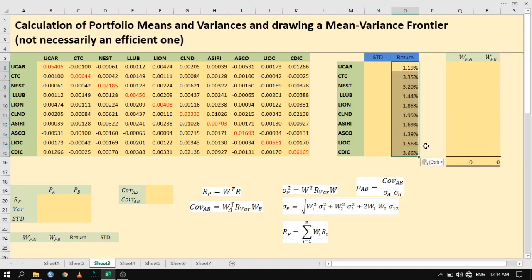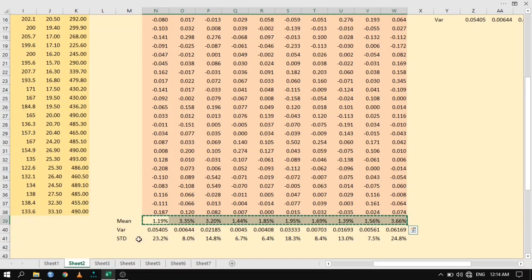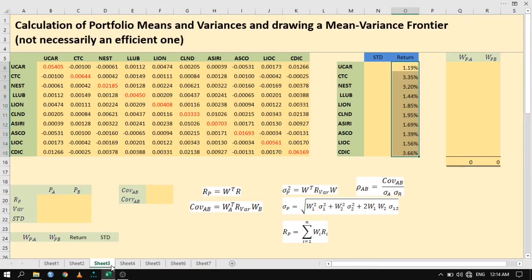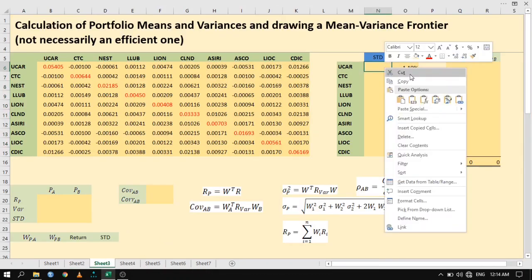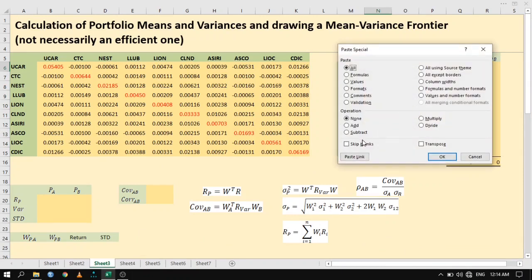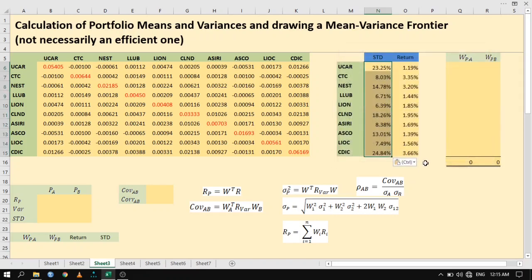Right. Again, I'm going to copy these standard deviation values also. Paste special, transpose, only the values. Okay. So we have this information right here in this particular sheet. Already we calculated this information and I have only copied it from the previous sheet, right?